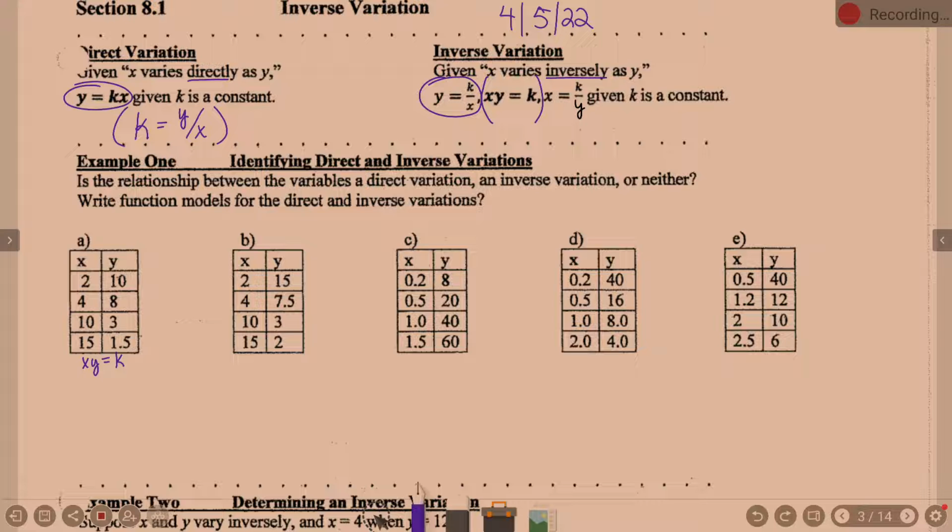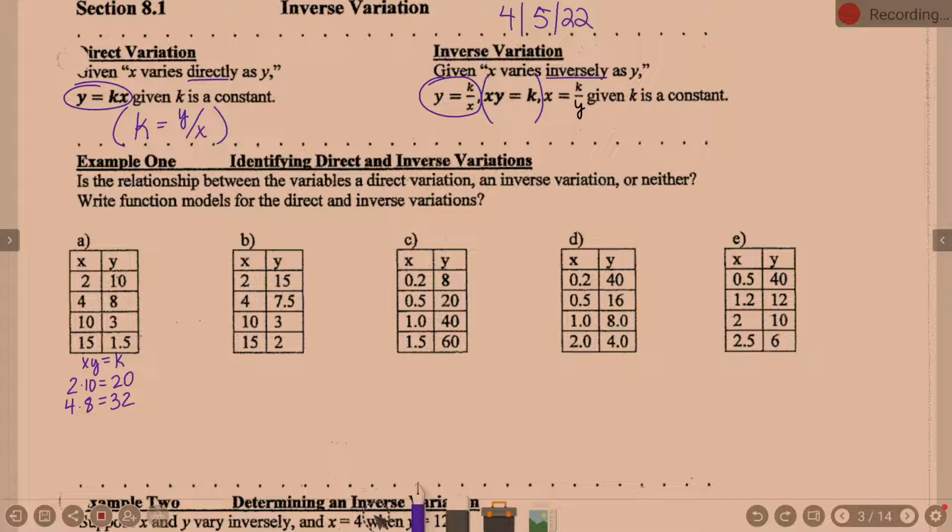We're given x and y values. So take the first pair. My first x and y are 2 and 10. What is 2 times 10? 20. Okay, what's my next x and y? My next x and y are 4 and 8. What's 4 times 8? 32. Okay, I'm going to stop there.